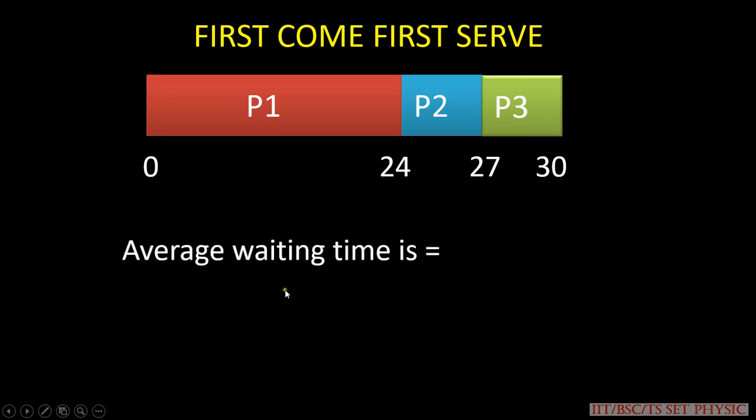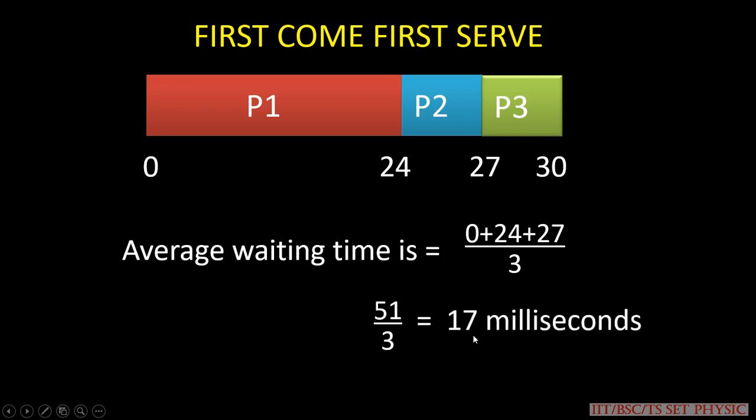Similarly, we calculate the average waiting time for P1, P2, P3. The average is the sum of the individual waiting times divided by the number of processes. The number of processes is 3 and the waiting times are 0, 24, 27. That means 0 plus 24 plus 27 divided by 3, which is 51 divided by 3, and the final value is 17 milliseconds. This is the example for first come first serve.